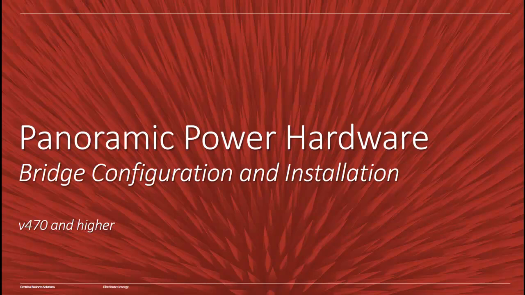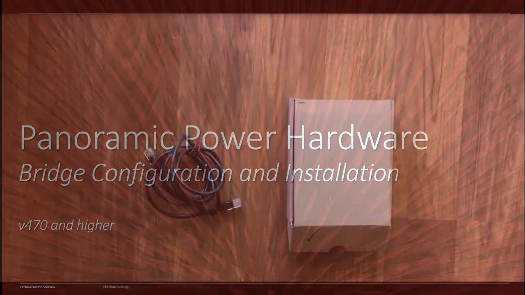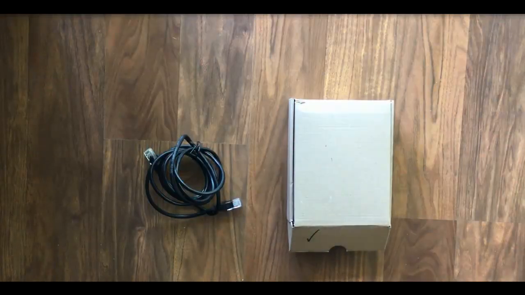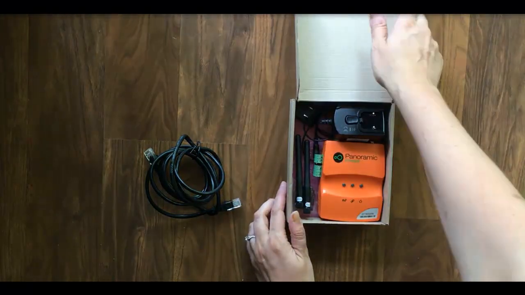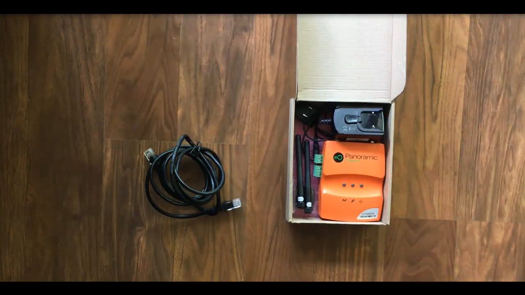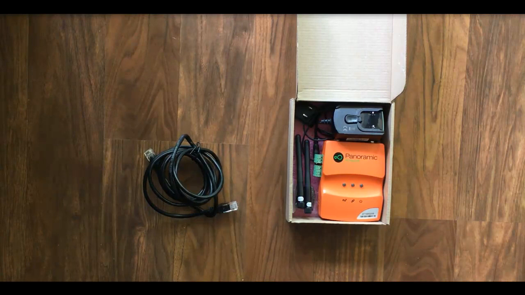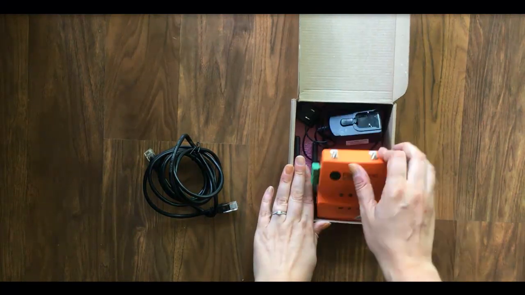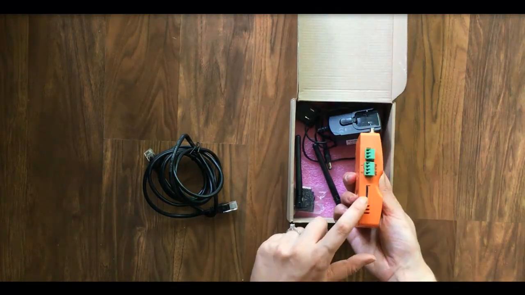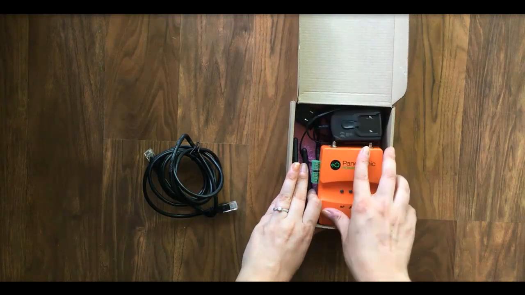This video will provide a step-by-step orientation of the bridge configuration and installation for bridges with firmware 470 and higher. To configure the bridge, you will need all of the contents in the bridge box, a laptop, and an Ethernet cable. Bridges can be configured to 3 different network connection types: cellular, Wi-Fi, or LAN. If the bridge will be communicating via cellular, a 3G GSM SIM card is also required for the configuration process.